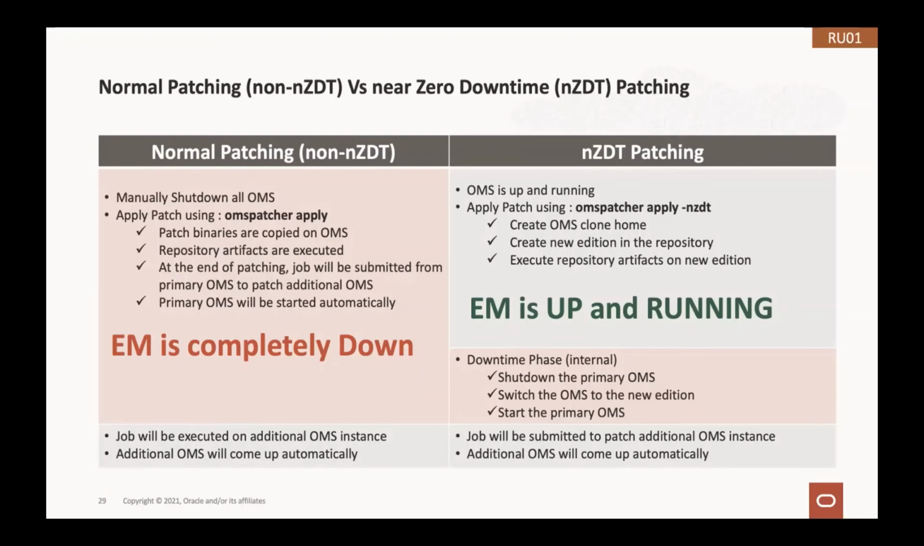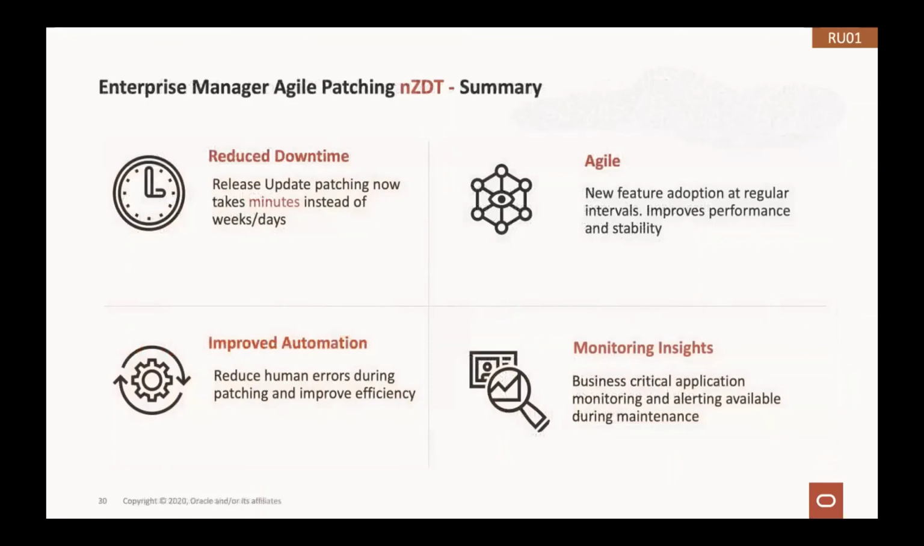So this is the automation that we have done for the additional OMS patching, and this is the quick comparison between the normal patching and the NZRT patching. And these are some of the benefits with respect to NZRT, where the downtime is greatly reduced, right? And we also help you to take the newer RUs on a regular cadence, because your downtime is reduced, you can quickly uptake and move on to the latest RUs.